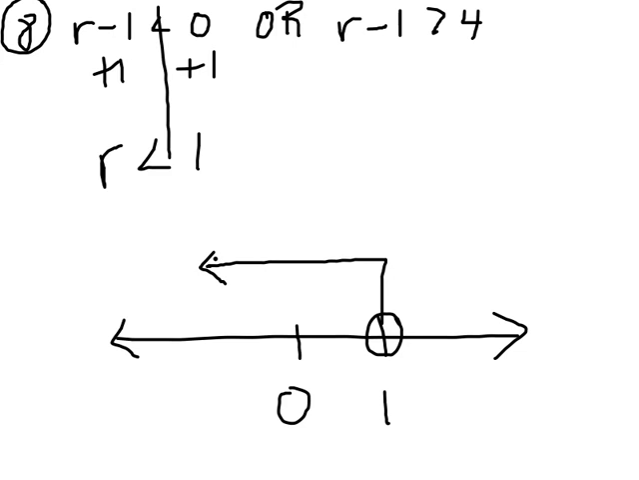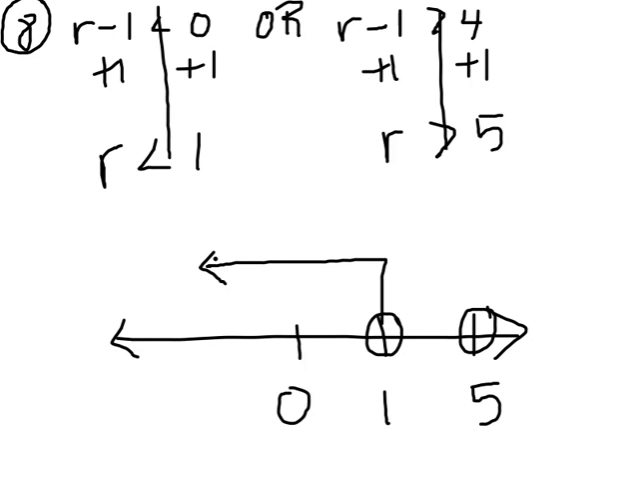At 1, we're going to have an open circle, and it says r is less than, the numbers go to the left. In our second problem, the inverse operation of subtracting 1 would be adding 1, so r is greater than 5. So at 5, we're going to have an open circle, and we read it from our variable. So r is greater than 5, and numbers greater go to the right. Notice an OR problem, and the arrows go away from each other.